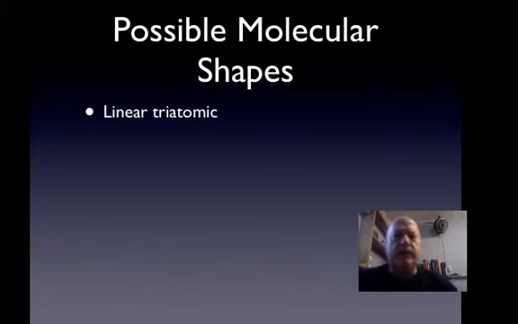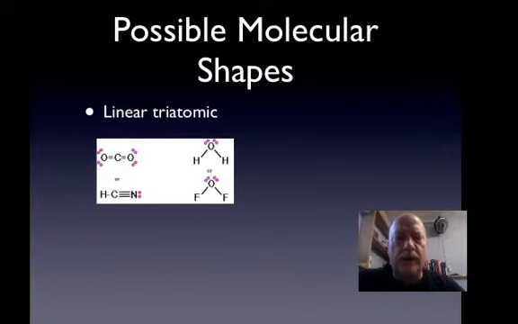So let's talk about some of the shapes that you can get out of these. The first shape is linear triatomic. So we're just talking about the ones on the left there, not the ones on the right. The ones on the left are linear. They're triatomic. There's 3 elements and they're a straight line.